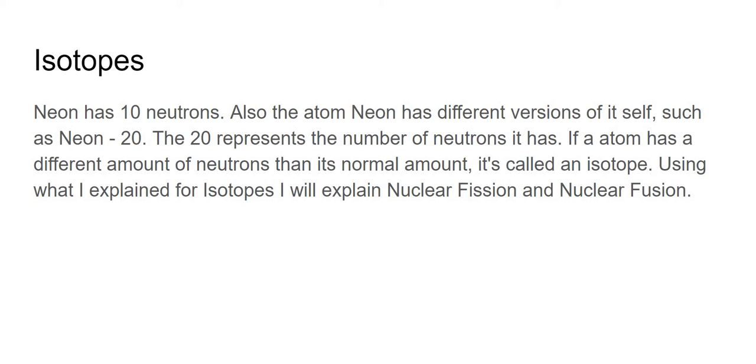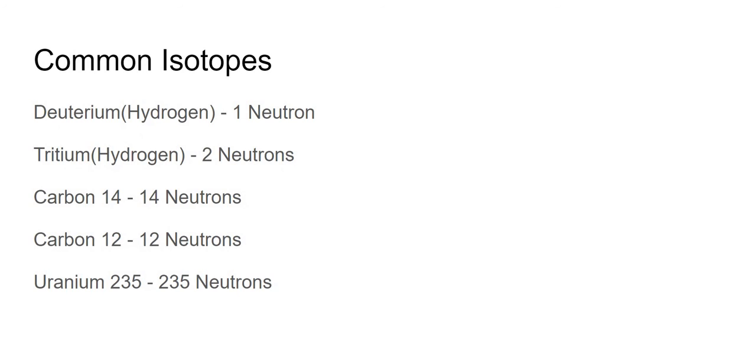Using what I explained for isotopes, I'll explain nuclear fission and nuclear fusion. But first, I'll tell you some common isotopes that you should know. So, here's some: deuterium, which is hydrogen with 1 neutron; tritium, from hydrogen with 2 neutrons; carbon-14 with 14 neutrons; and, obviously from carbon, carbon-12 with 12 neutrons; and uranium-235 with 235 neutrons.